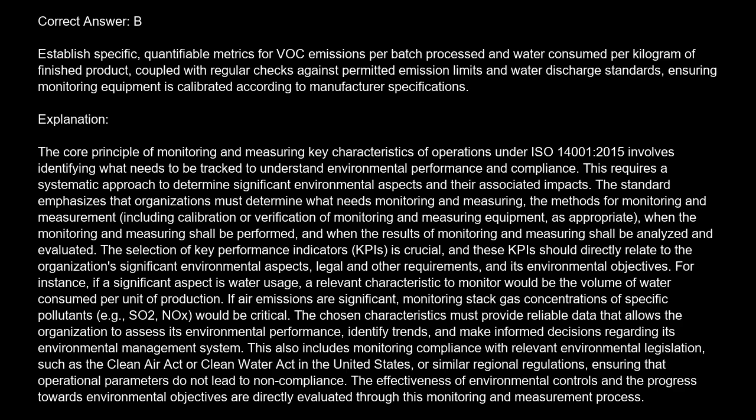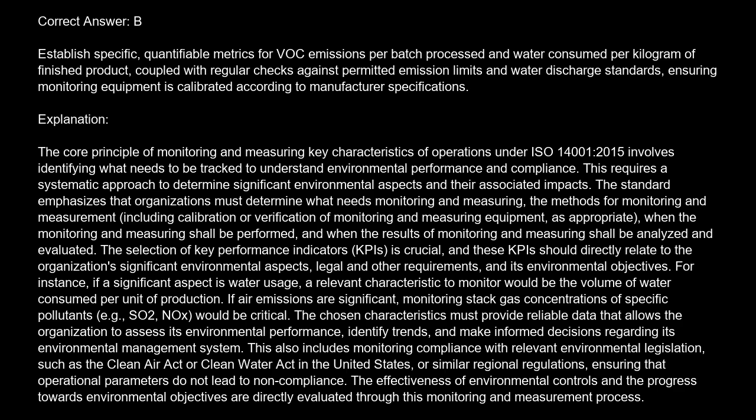Explanation. The core principle of monitoring and measuring key characteristics of operations under ISO 14001:2015 involves identifying what needs to be tracked to understand environmental performance and compliance. This requires a systematic approach to determine significant environmental aspects and their associated impacts. The standard emphasizes that organizations must determine what needs monitoring and measuring, the methods for monitoring and measurement, including calibration or verification of monitoring and measuring equipment, as appropriate, when the monitoring and measuring shall be performed, and when the results of monitoring and measuring shall be analyzed and evaluated.